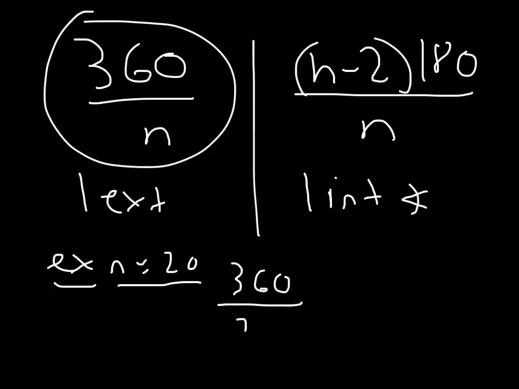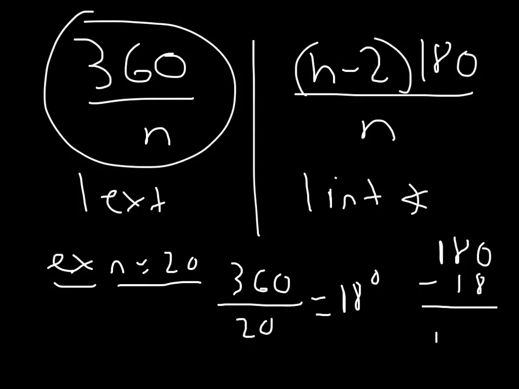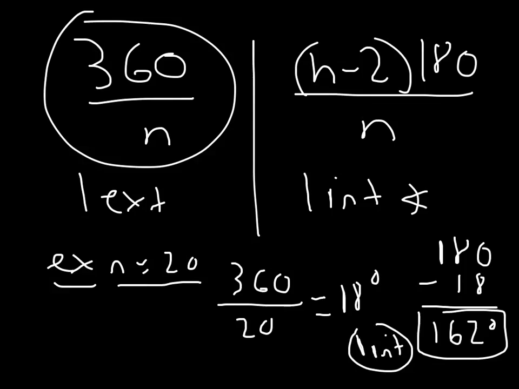So it's 360 divided by 20. So it's going to be 18 degrees. And if I do what I said before, if I know they're supplementary, well, 180 minus 18 is 162. And therefore, this would be the measure of one interior angle. Because once again, one exterior plus one interior angle, they are supplementary. So I think that's a very easy way to do that.